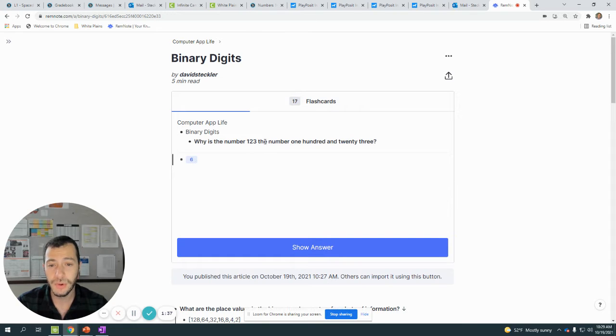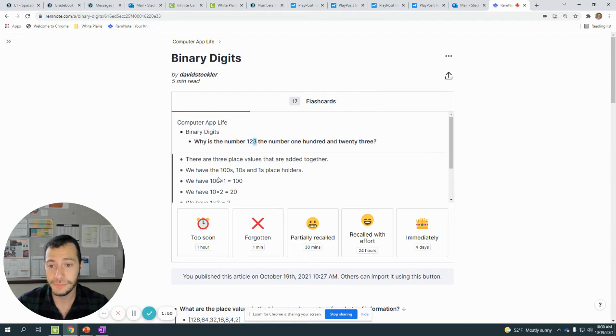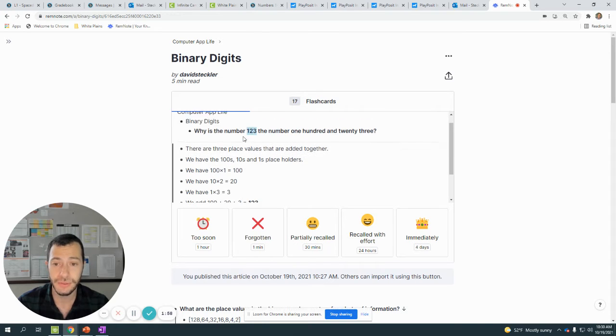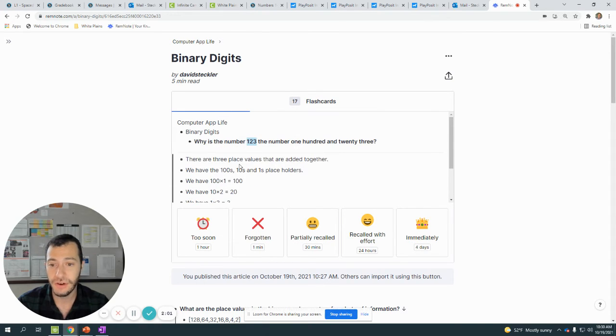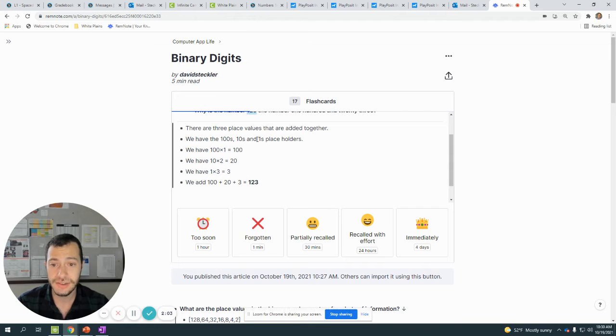Why is the number 123 the number 123? The reason for that is that we have 100 plus 20 plus 3, or 1 times 100, then 2 times 10, and then 3 times 1. So those are the hundreds, tens, and ones placeholders in the decimal number system, which is where the idea of place values comes from. 100 times 1, 10 times 2, 1 times 3. Add them up, we get 123.